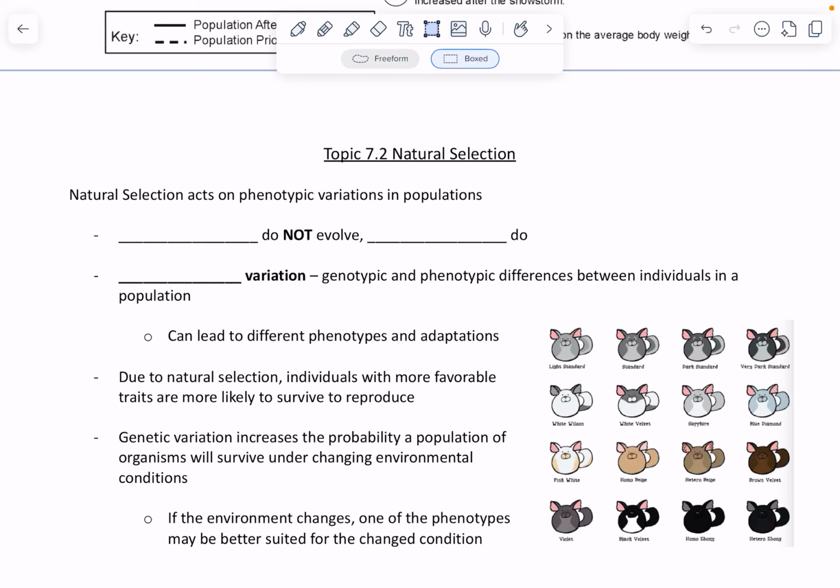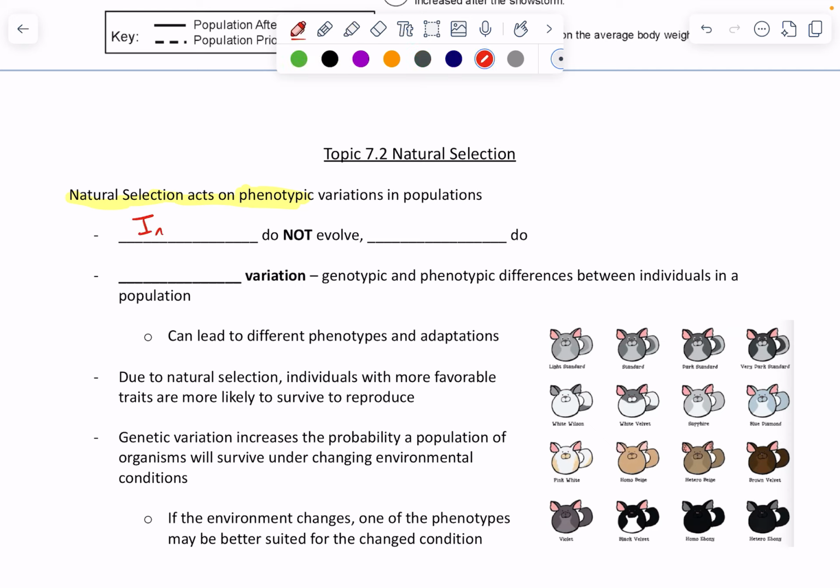Hi everyone, this is a sequel video to the first topic 7.1 on Introduction to Natural Selection. In this video we're just going to continue to talk about natural selection big ideas to really make sure that we are able to explain and write about how individuals and how species can evolve in a population over time. And so natural selection, the basic idea is always acting on those traits or phenotypic variations in populations.